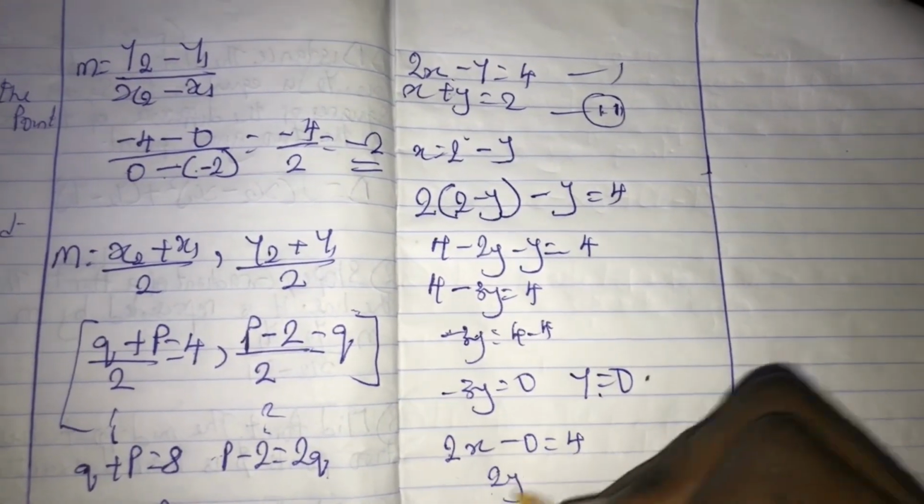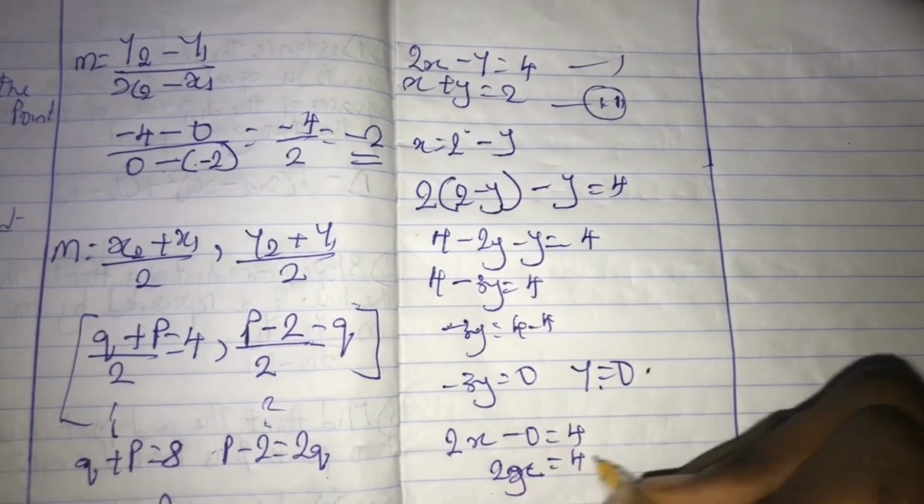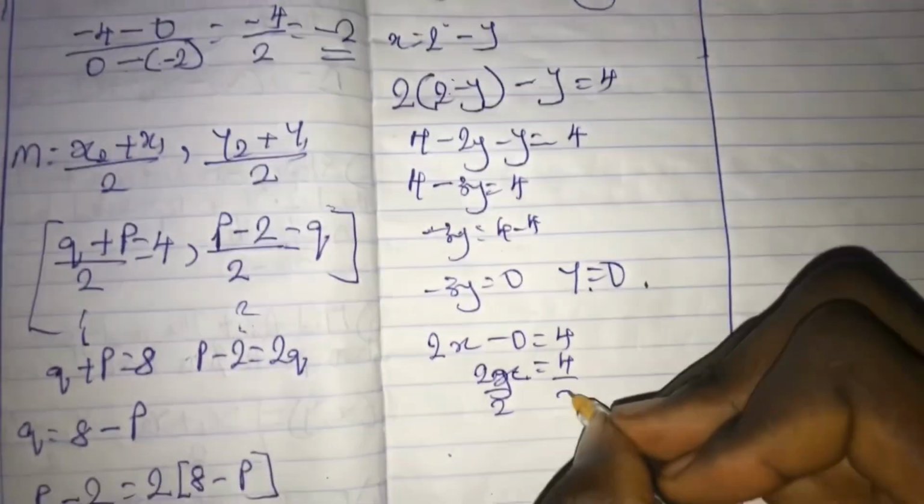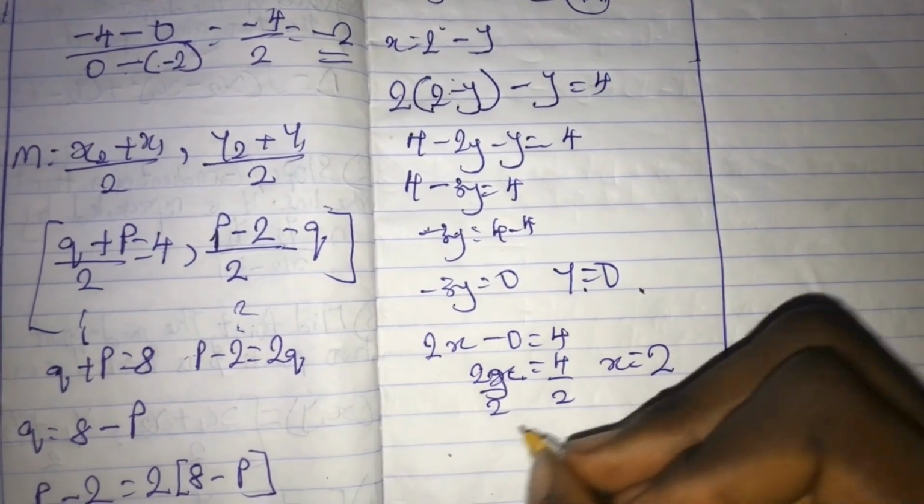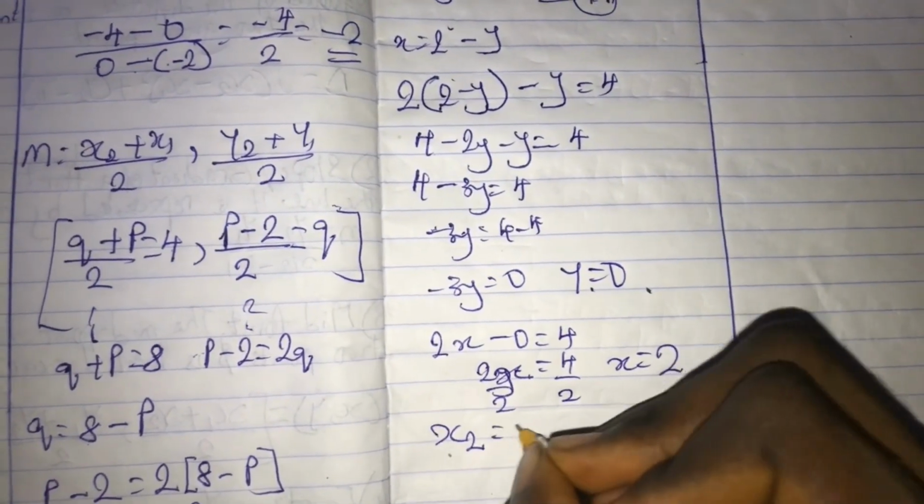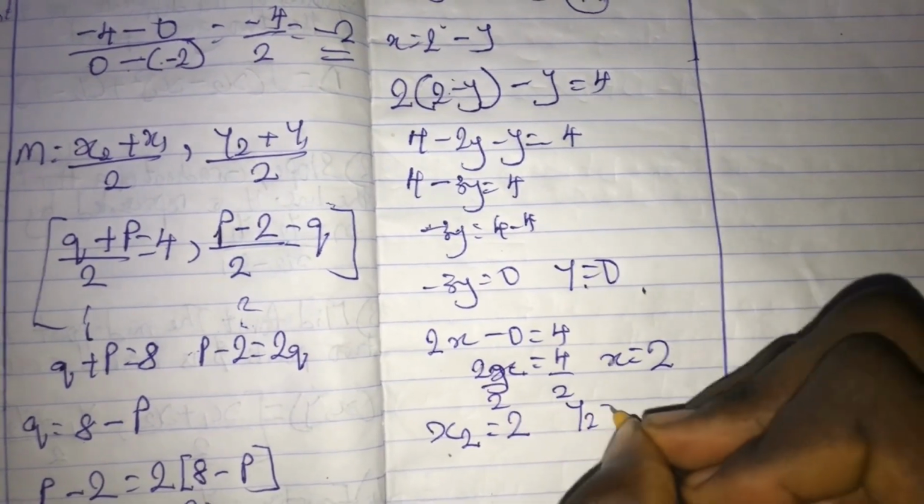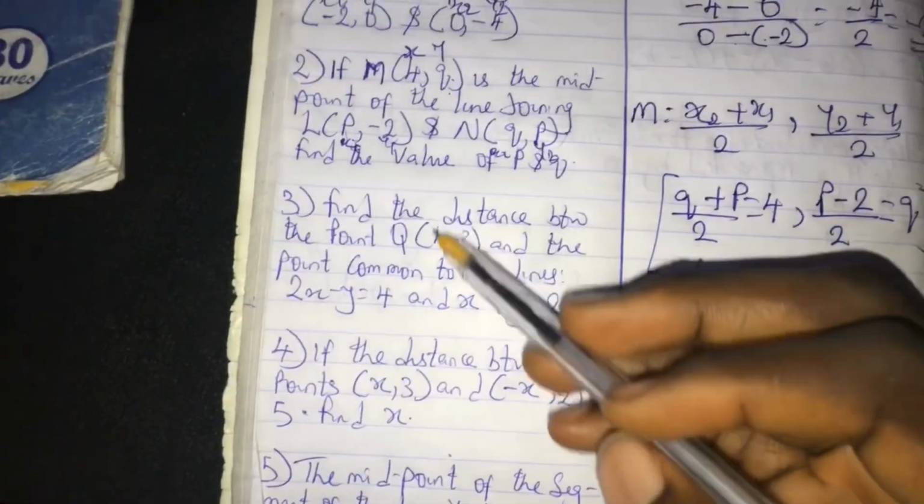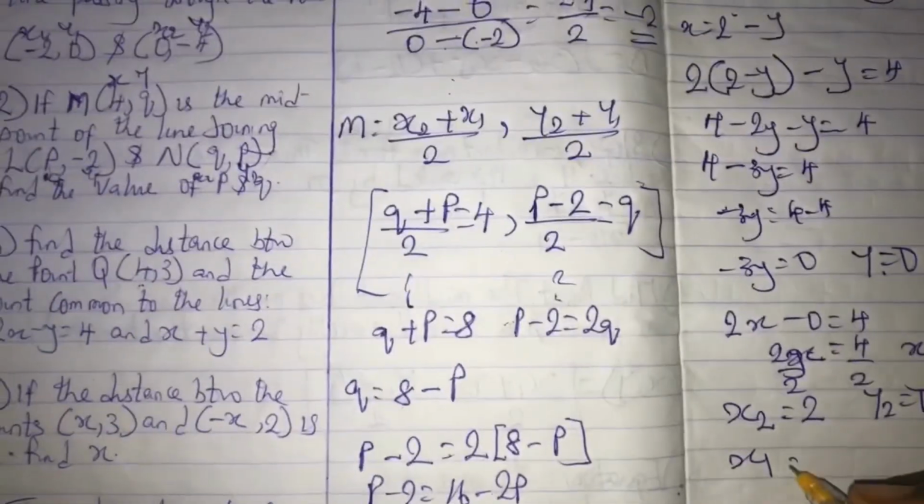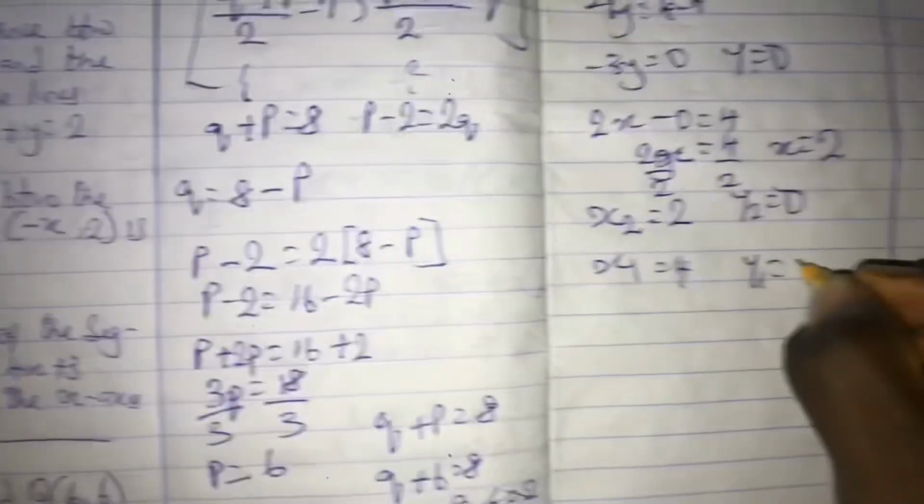So 2x is equals to 4. If you divide both sides by 2, x is equals to what? 2. So this will be our x2. Our x2 is equals to 2, and y2 is equals to 0. And our x1 is 4, and our y1 is equals to 3.